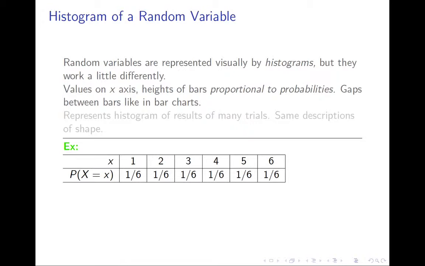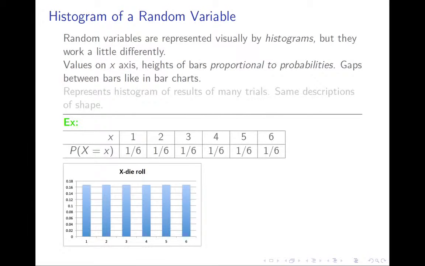Finally, I left the dullest for last. When you roll a die, the probabilities are all 1/6, so your histogram has 6 bars of the same height. This is what we call a uniform distribution. Classic example of a uniform distribution from rolling a die.